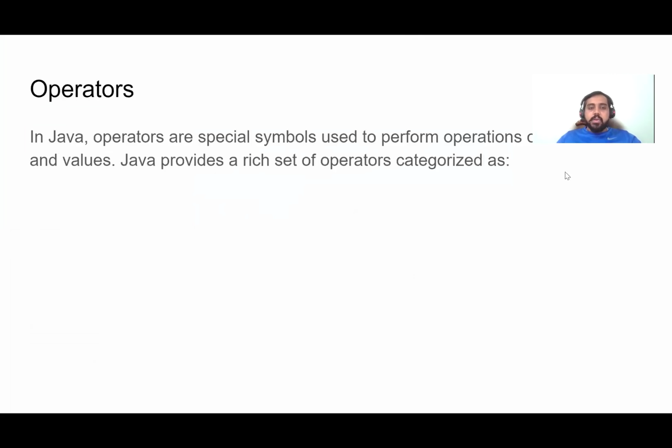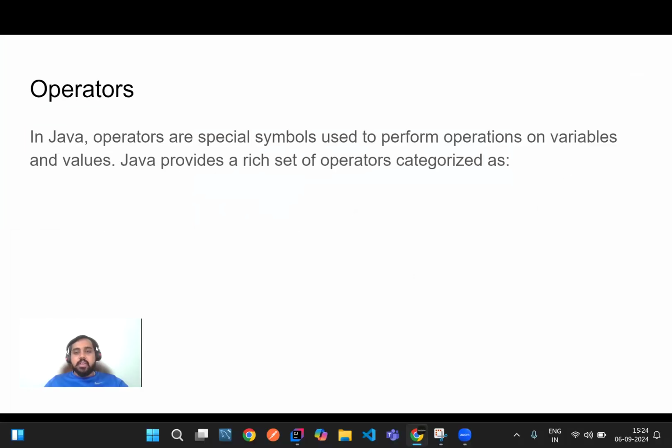So an operator is nothing but a special symbol in Java, that has a particular meaning. It is applied on variables and values. Java has a very rich set of operators. So what are those? We'll see them one by one. First we'll see what operators are available in Java.